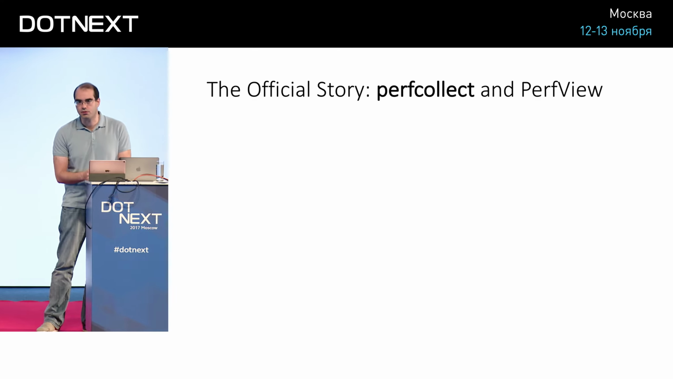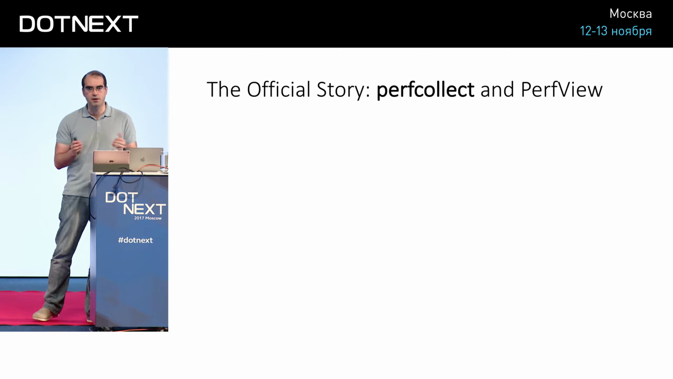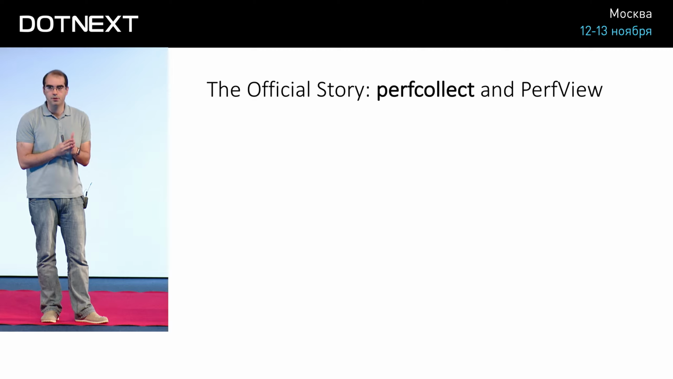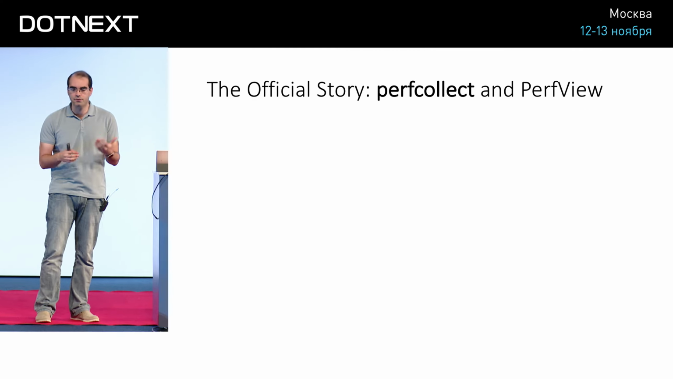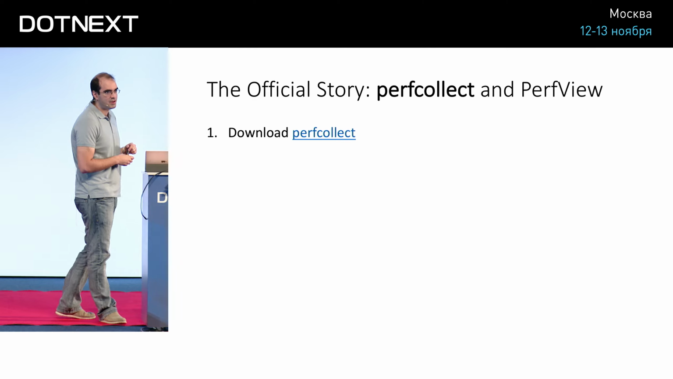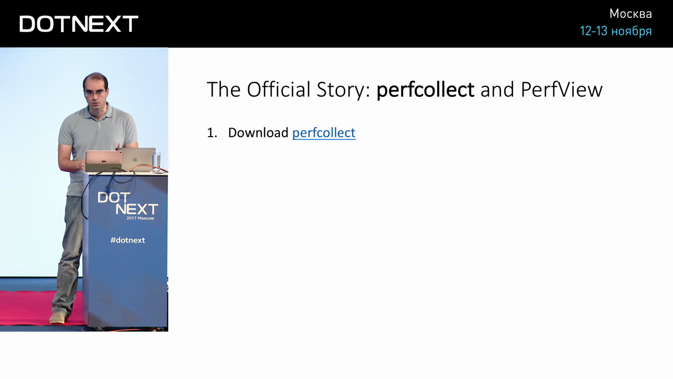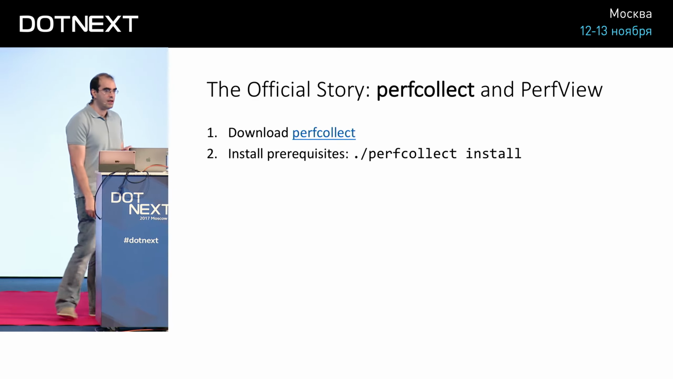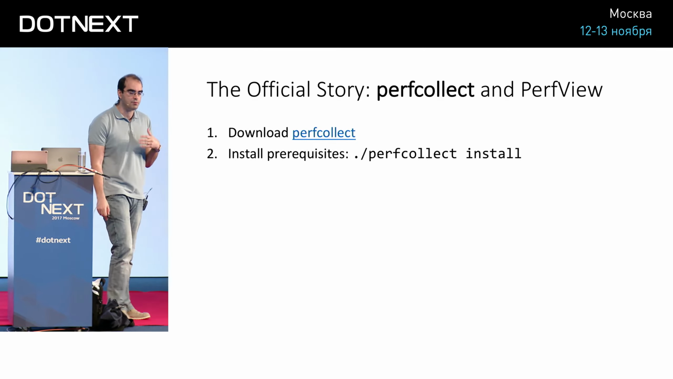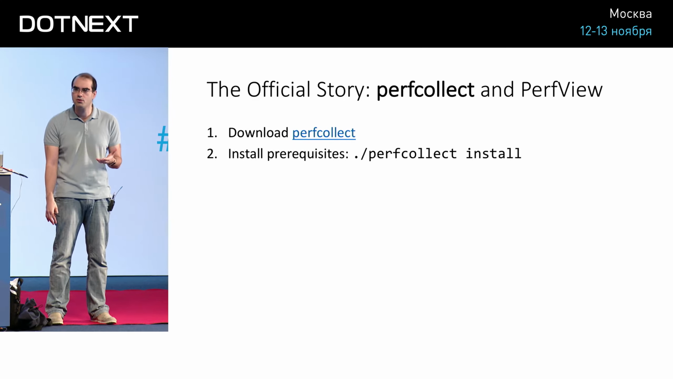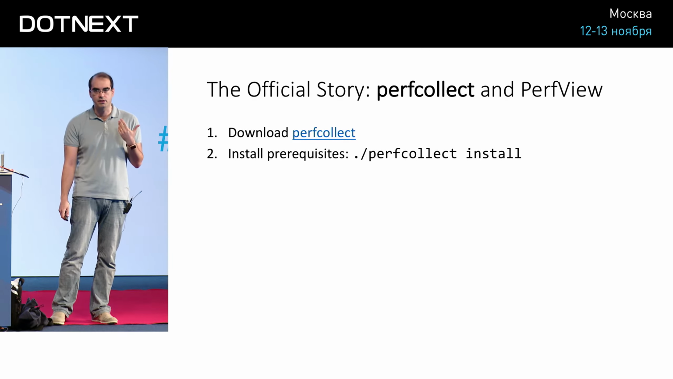So again, the official story. How do you use all these various performance sources on Linux? Microsoft provides a script called perfcollect, which is capable of recording various kinds of performance information on Linux and then analyzing it later. So here's how it would work. You download that perfcollect tool. It's just a bash script. There are no dependencies you have to install up front. And then perfcollect helps you install all the prerequisites you need on your specific distribution. So it downloads and installs everything you need for the actual data collection.